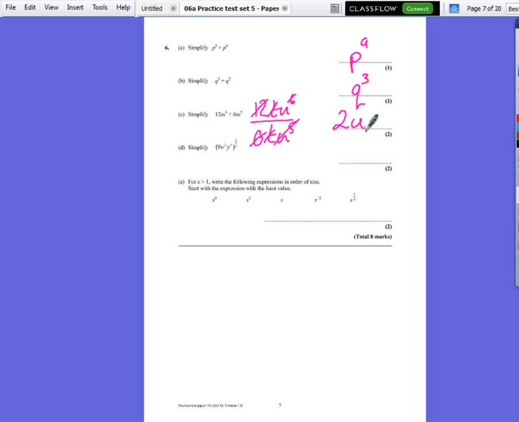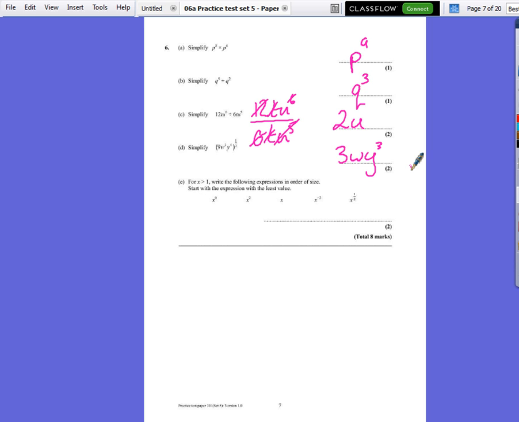Simplify 9w squared y to the 6, all to the power of a half. Well, the power of a half means to square root it, so we just need to square root each term. So the square root of 9 would be 3. The square root of w squared would just be w. And the square root of y to the 6 would just be y cubed, because y cubed times y cubed will give you y to the 6.